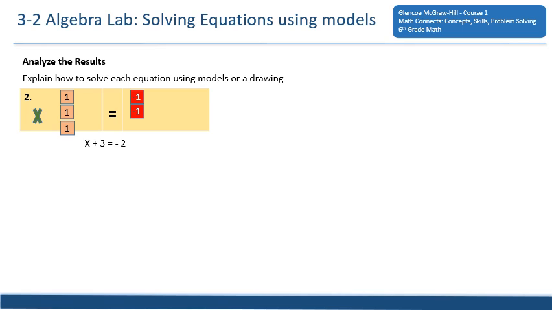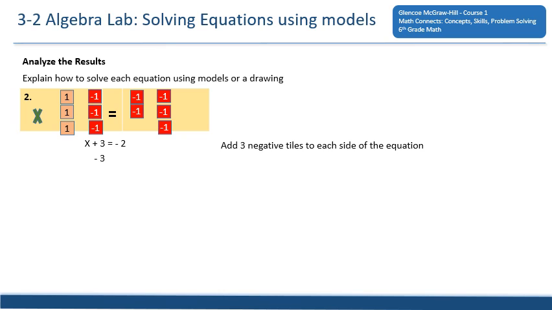Explain how to solve each equation using models or drawing. So we have x plus 3 equals 2. It's represented both in an algebraic equation and by algebraic tiles. So if we add 3 negative tiles to each side of the equation, we just have 3 on each side that we just added. So -3, -3, and let's remove the 0 pairs. 1, 2. So x is all by itself. There are no 0 pairs on the right. So we end up with x plus 0 equals -5, or x equals -5.